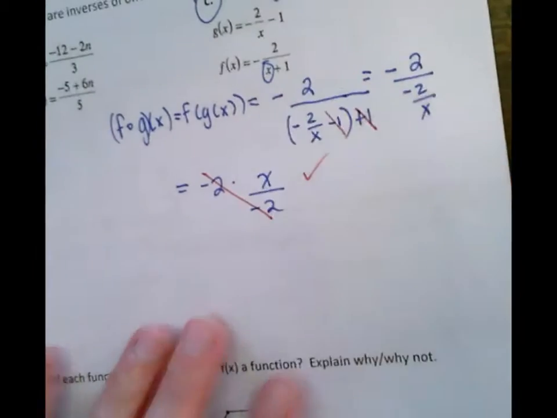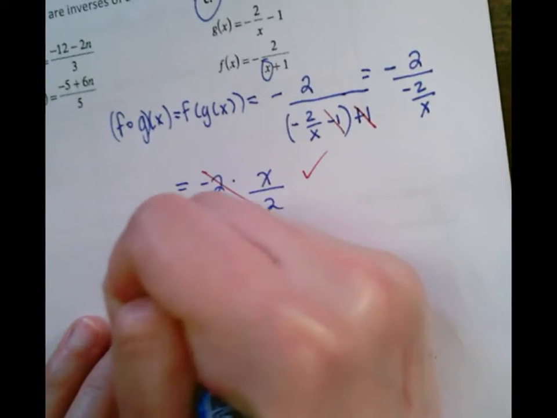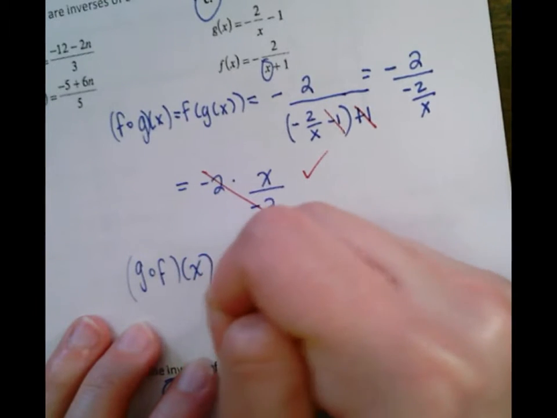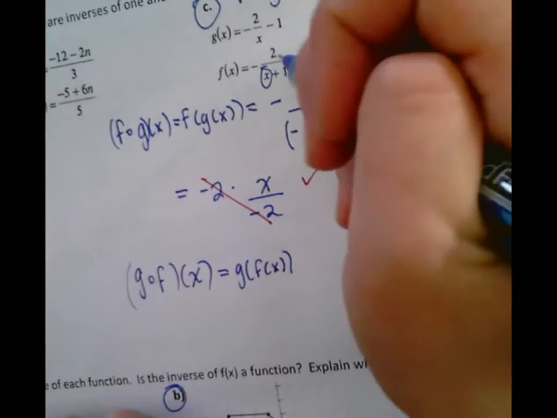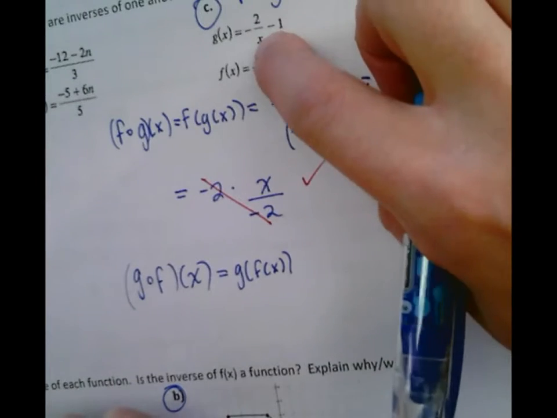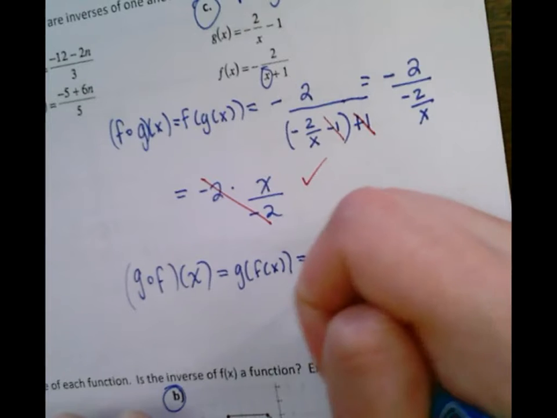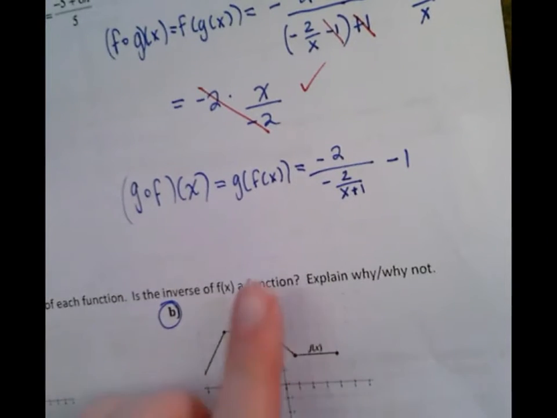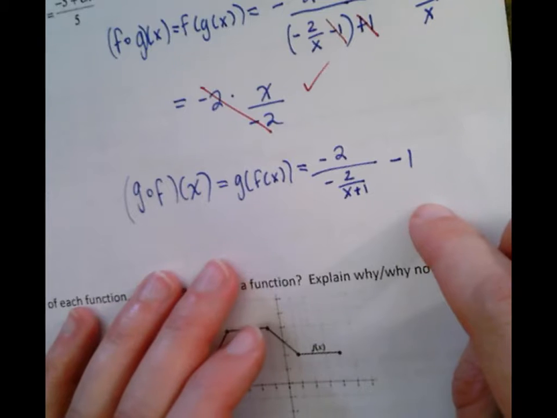So that checks out. Now let's see what happens when we do g composed with f of x. So that would be g of f of x. Okay. So now I need to take this f function and plug it in for the x in g, which would look like negative 2 over x plus 1 minus 1. So again, it looks crazy, but hopefully if this is an inverse, then we'll see some things cancel.